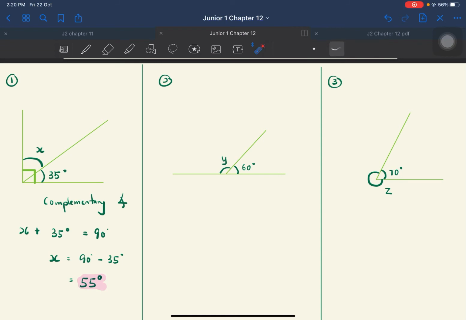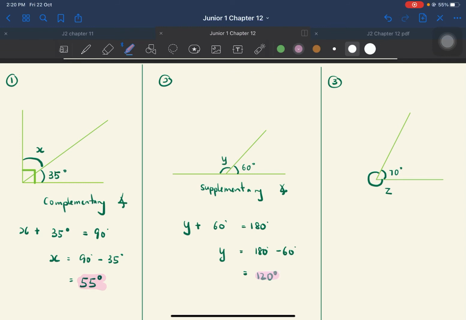And from here, there's one straight line, and we're going to identify this Y. They are supplementary angles, which means Y plus 60 degrees equals 180 degrees. This is a straight line, so the sum of the angles equals 180. So your Y will be 180 minus 60. You get 120 degrees. Y equals 120 degrees.